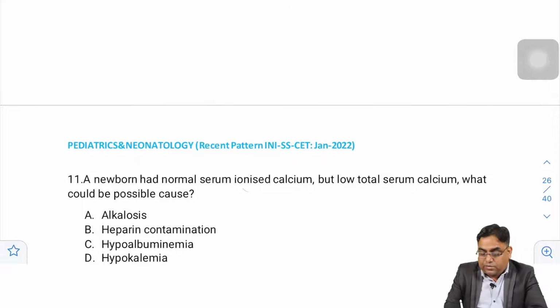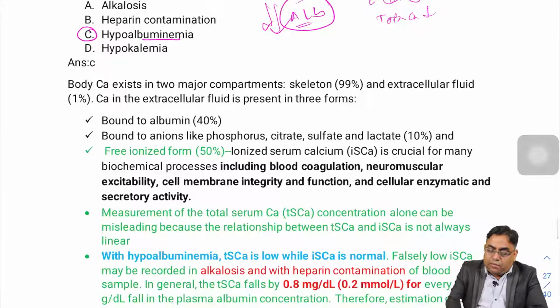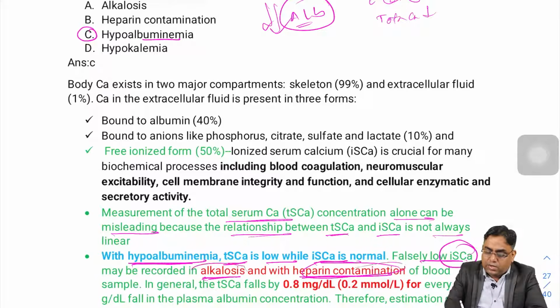A newborn had normal serum ionized calcium but low total serum calcium. What could be the possible cause? The most possible cause is hypoalbuminemia. Measurement of total serum calcium concentration alone can be misleading because the relationship between total calcium and ionized calcium is not always linear. With hypoalbuminemia, total serum calcium is low while ionized calcium is normal. Again, falsely low ionized calcium may be recorded with alkalosis and with heparin contamination. These are the two conditions where falsely low ionized calcium is recorded. So these two lines are very important.